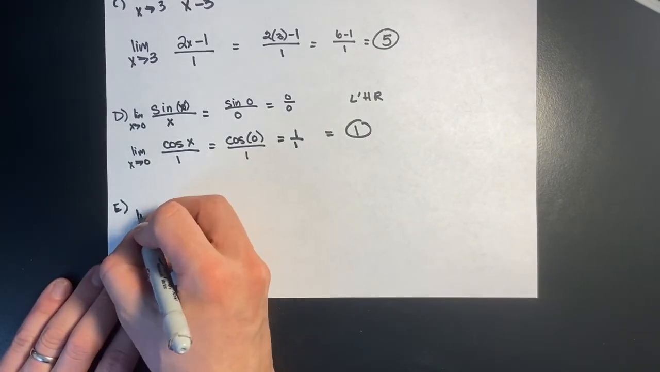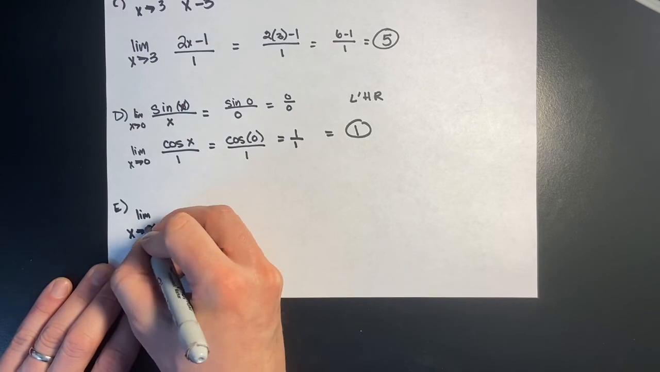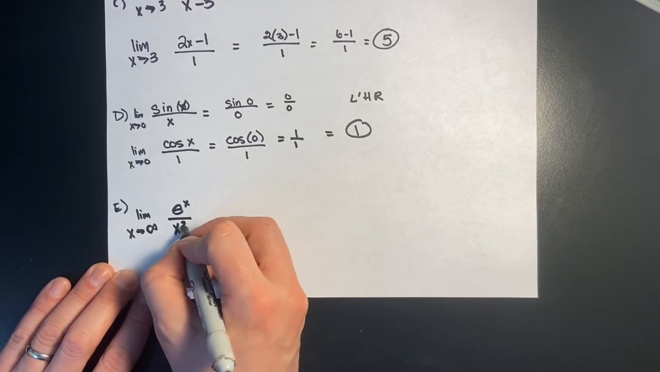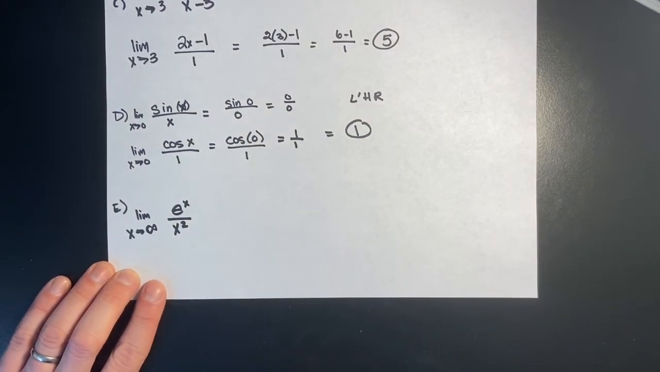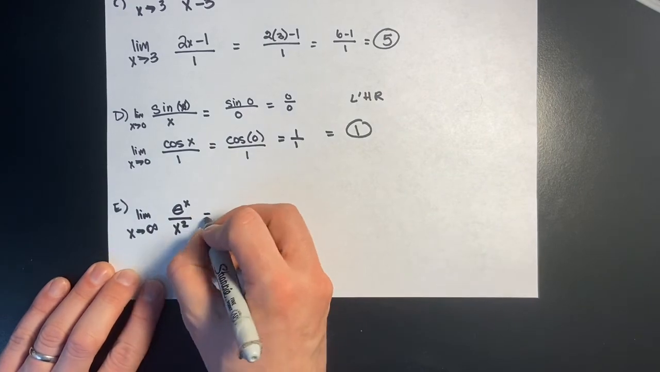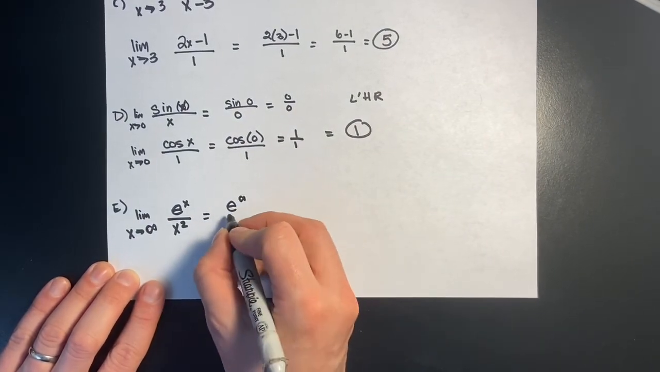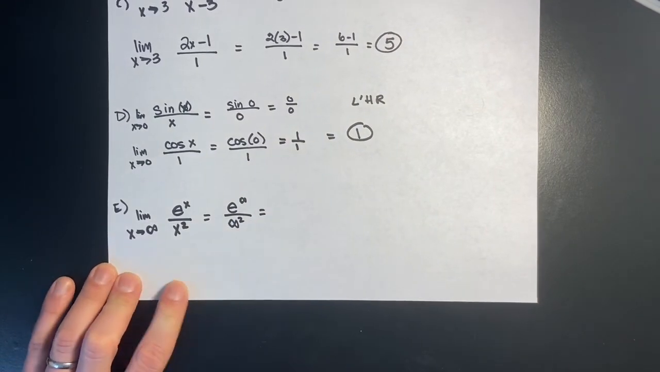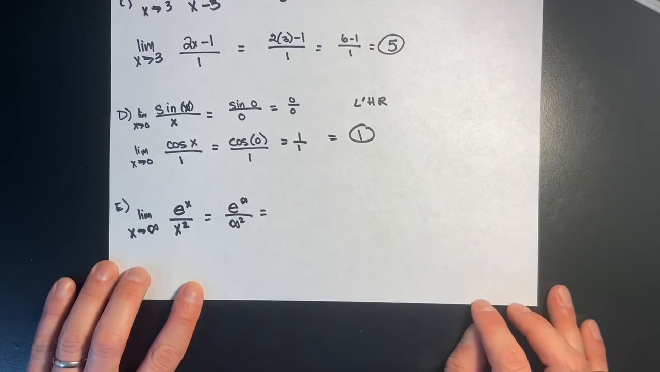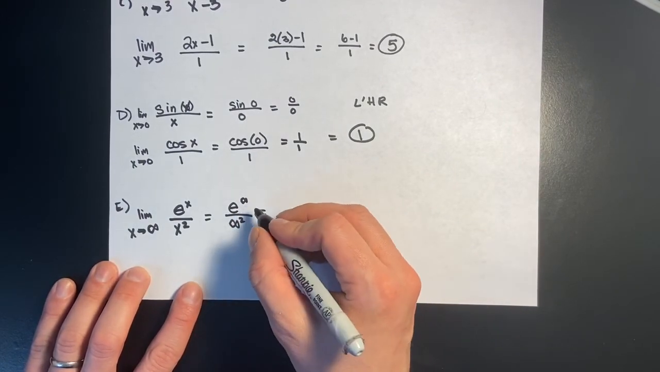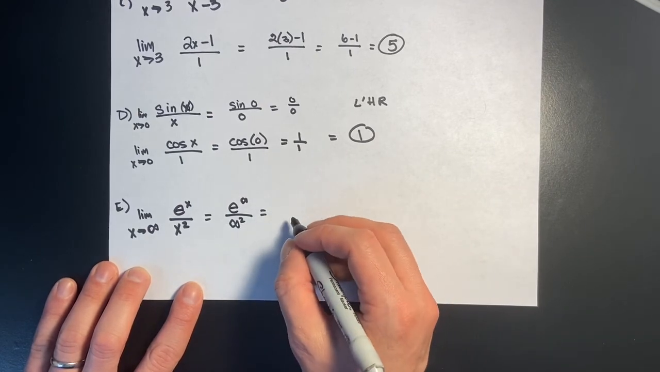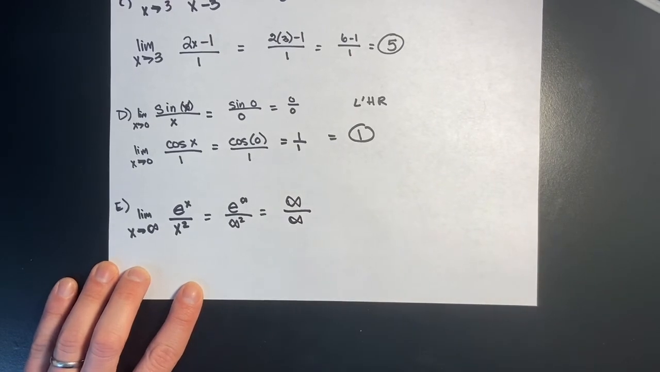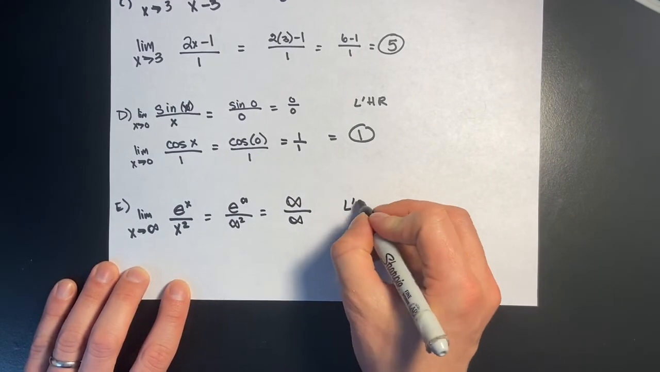I have the limit as x approaches infinity of e to the x over x squared. Okay, if I plug in infinity, that would look like e to the infinity over infinity squared. E to the infinity means e times e times e times e. And remember, e is a number, 2.7 something. So if I multiply 2.7 something times itself 1,000 billion gazillion times, I get infinity. If I square infinity, I get infinity. That's no good. L'Hopital's rule.